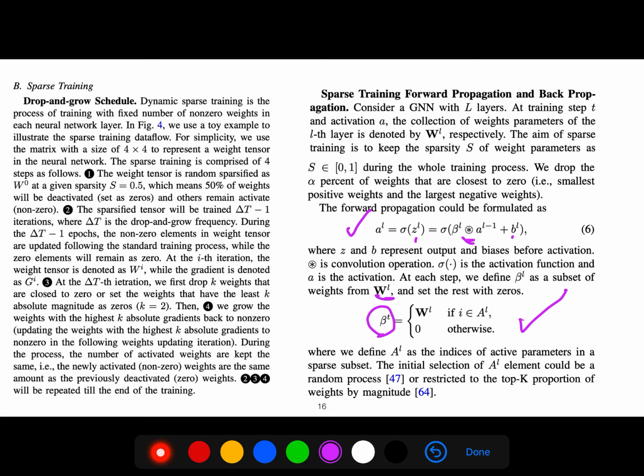So let's see. If i is inside A_L, because for layer L we have A_L, then it's W. Otherwise it's 0. And A_L is the indices of active parameters in a sparse subset. The initial selection of those entries could be a random process or restricted to the top k proportion of the weights by magnitude.